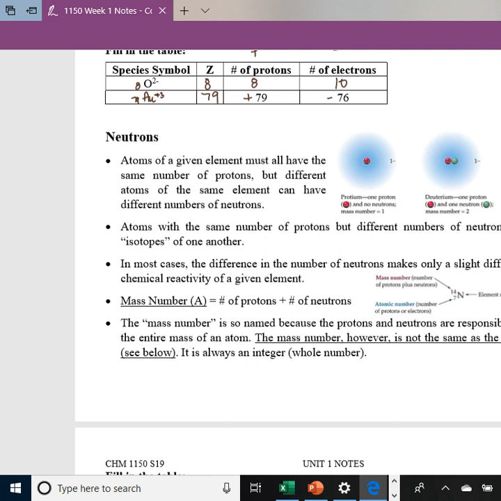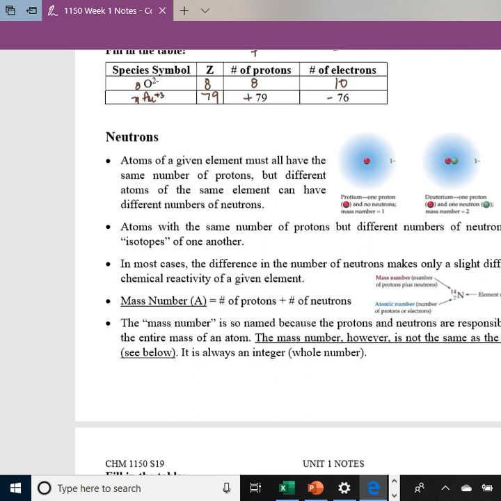Atoms with the same number of protons but different numbers of neutrons are called isotopes. So if we have the same number of protons but different numbers of electrons, those are called ions. And if we have the same number of protons but different numbers of neutrons, these are called isotopes. So for example here, these three examples are for hydrogen.